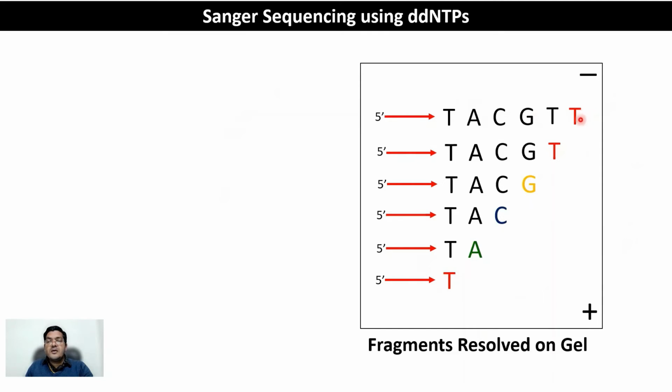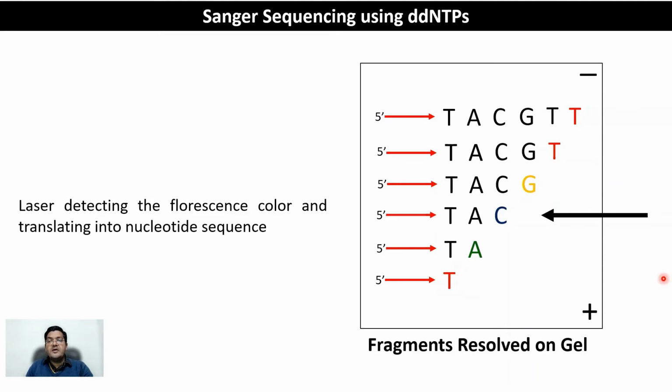So here you are, and you can see each of these fragments basically has a fluorescent ddNTP, and that allows us to detect which nucleotide is present at each of these fragments. So what you do in automated Sanger sequencing is, there is a laser that detects the color emitted by the fragment, and that allows us to translate it back to the actual nucleotide sequence, right?